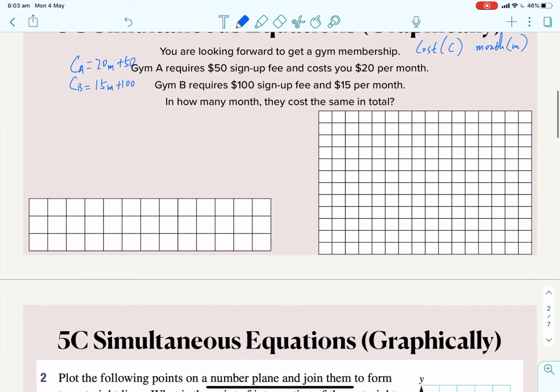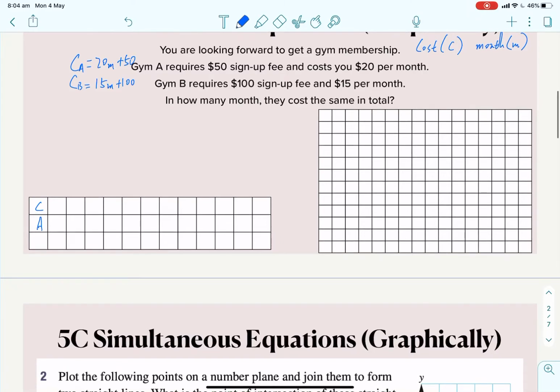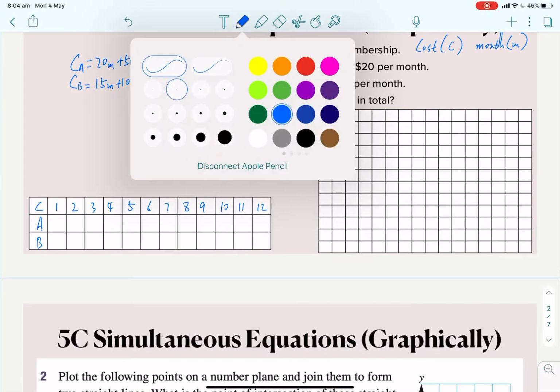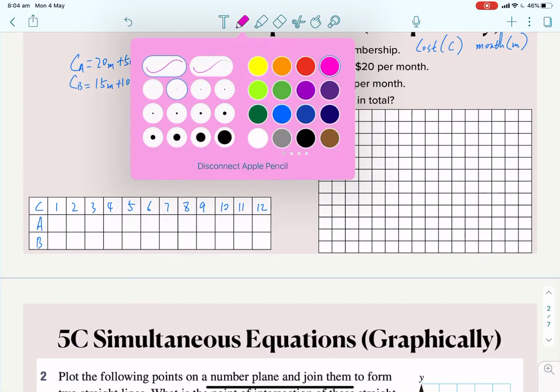Okay, so let's say the cost is on the top column, and then gym A is the second row and gym B is the third. Okay, I'm just going to write it out. So 1 month, 2 months, 3, 4, 5, 6, 7, 8, 9, 10, 11, 12. Let's do 1 year first. Okay, for A, I'm going to use pink.